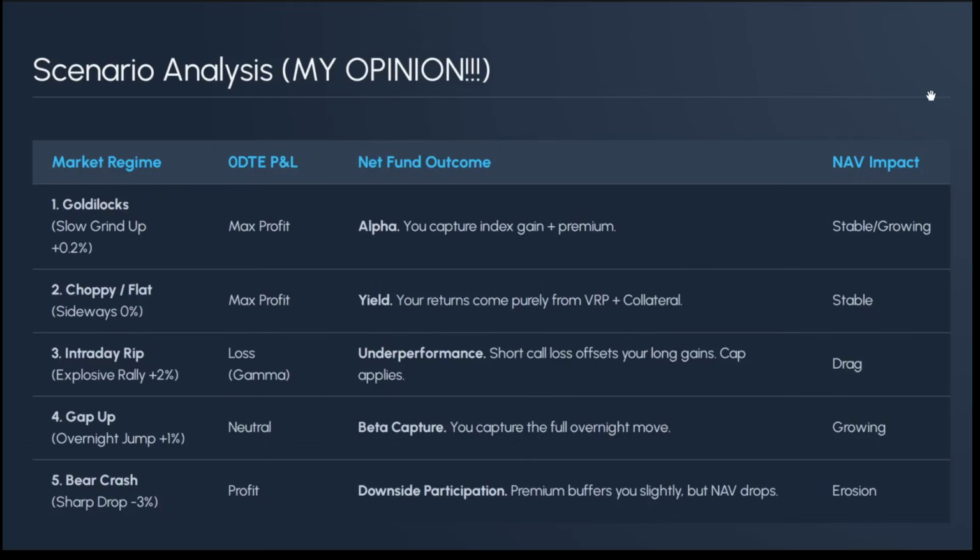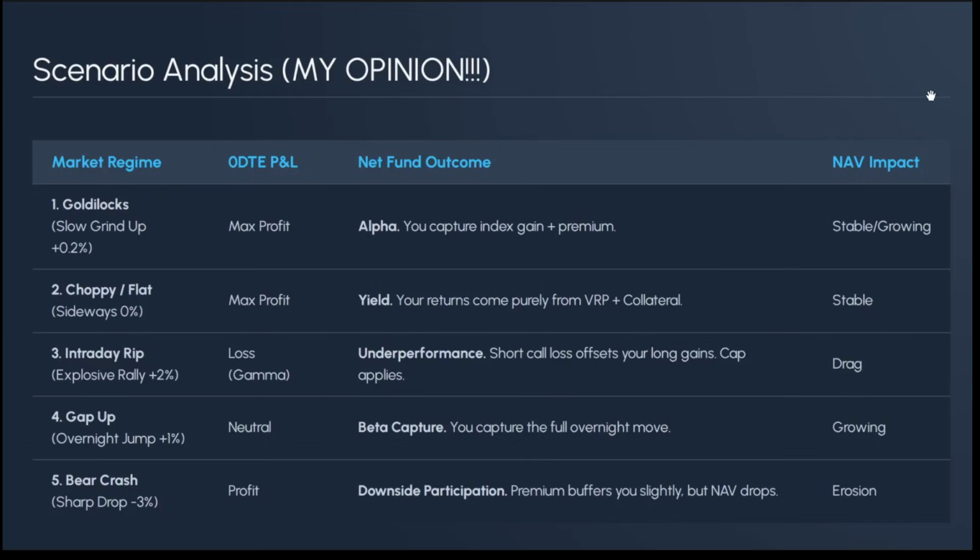A bear crash, right? A sharp drop of 3%. You might profit. I'm going to say you have some downside protection. Premium buffers you slightly, but NAV drops. This is the erosion part. So you kind of make the money, but at the same time lose from capital appreciation. That's how I think it might happen.